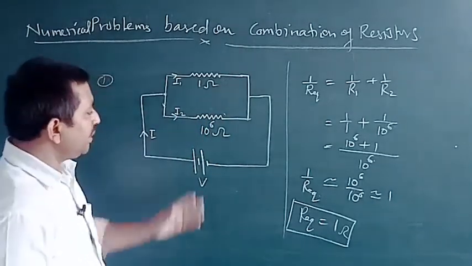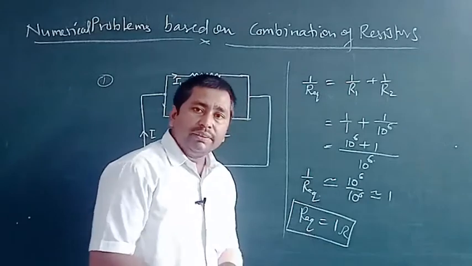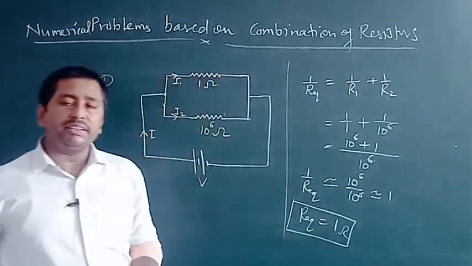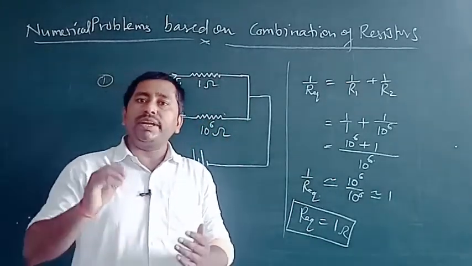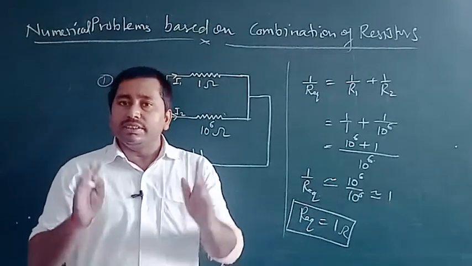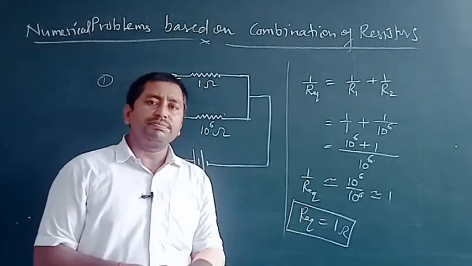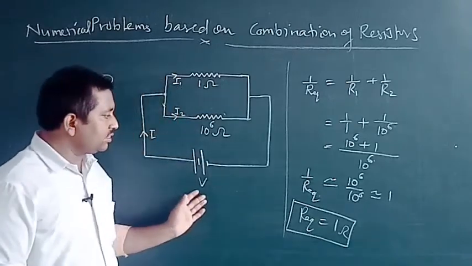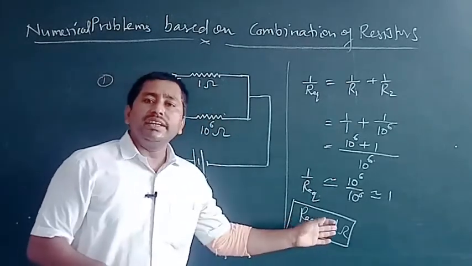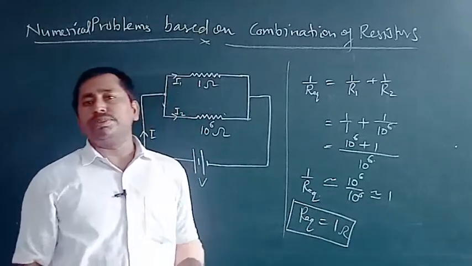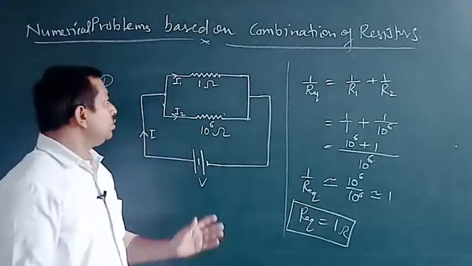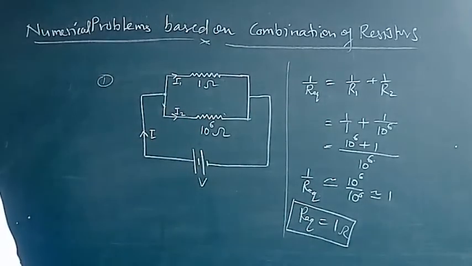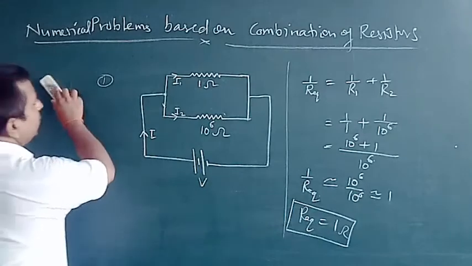Okay, so this is a basic concept: when a small value resistor is connected in parallel to another resistor of very high value, then the net equivalent resistance of the parallel combination is nearly equal to the smaller value of the resistor. Okay, so now let us discuss some more problems related to the combination of resistors.